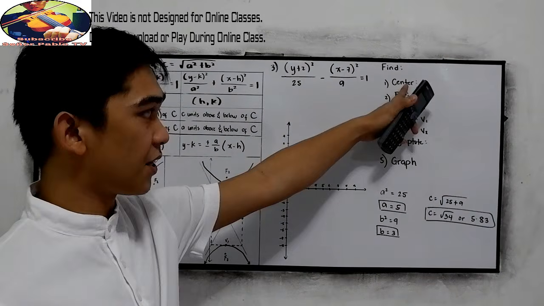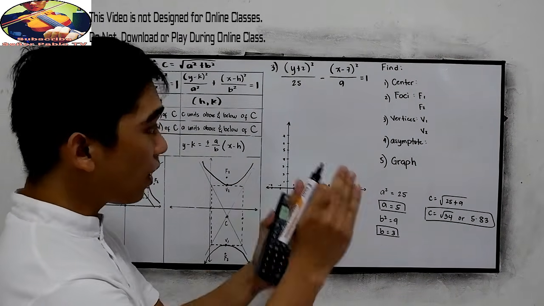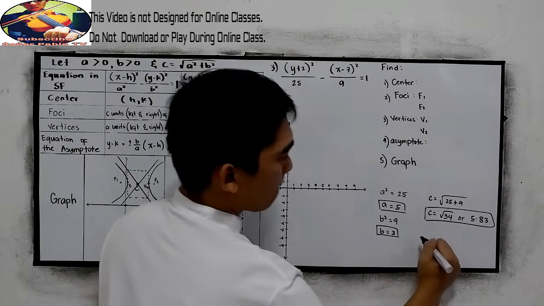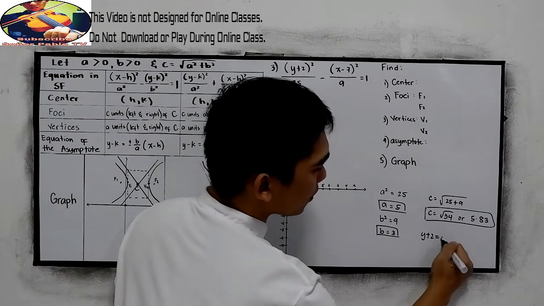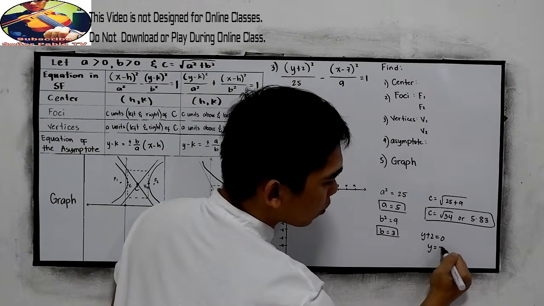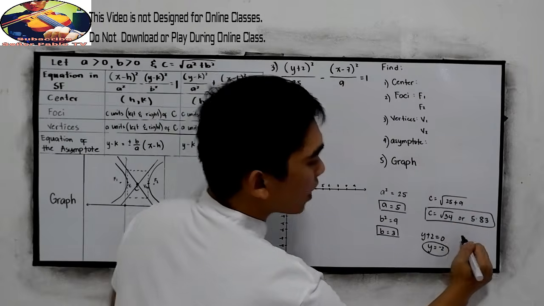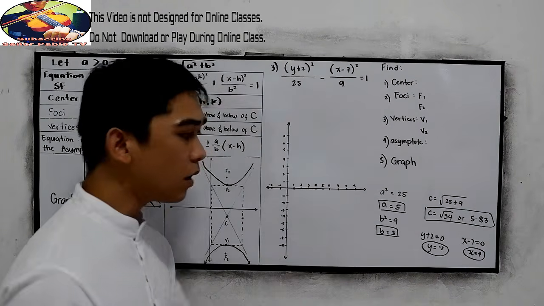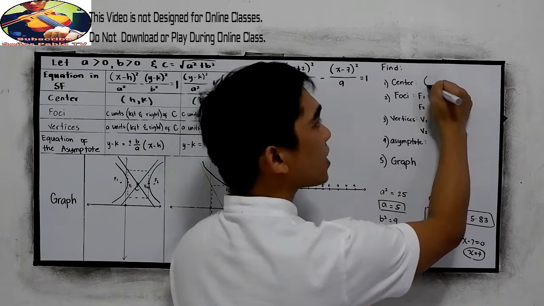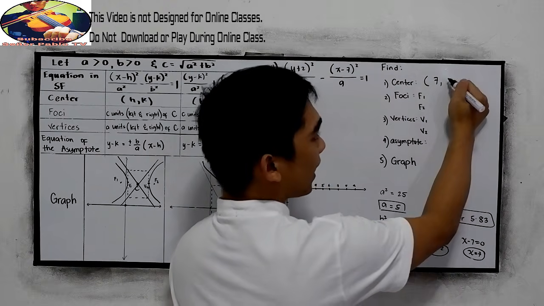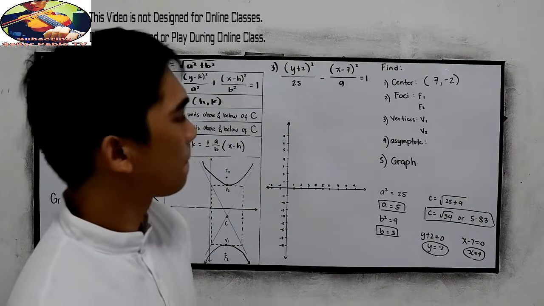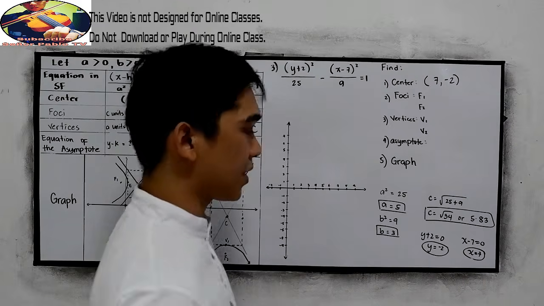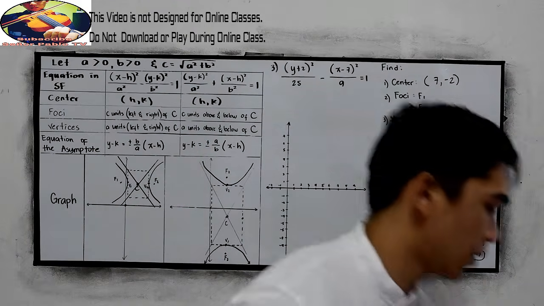Now, let us find the center. So we're going to find the h, k. So equate y plus 2 is equal to 0. So our y is equal to negative 2. And the other one, x minus 7 is equal to 0, so our x is equal to 7. So our center is 7, negative 2. Now we are ready to find the foci and the vertices, and of course the equation of the asymptote.